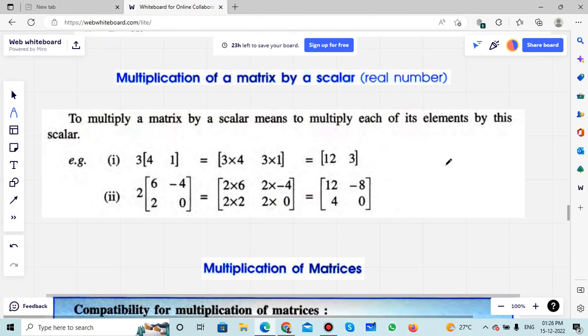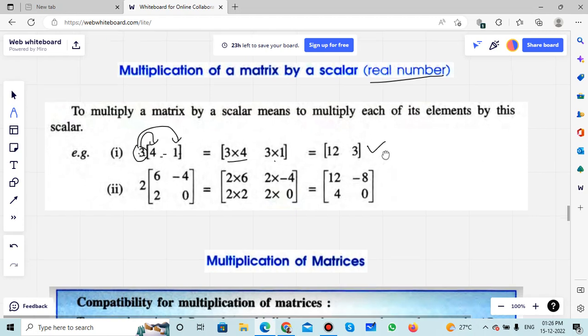Next comes how to multiply a matrix with a scalar, meaning a real number. Say, for example, we have to multiply any matrix with 2, 3, 4, a half, minus 2, minus 3. Then it's a very simple one. See, the matrix 4 and 1 has been multiplied with 3. So 3 will multiply with 4 and 3 will also multiply with 1. So 3 into 4 is 12 and 3 into 1 is 3. So the result of the number and the matrix is 12 and 3.